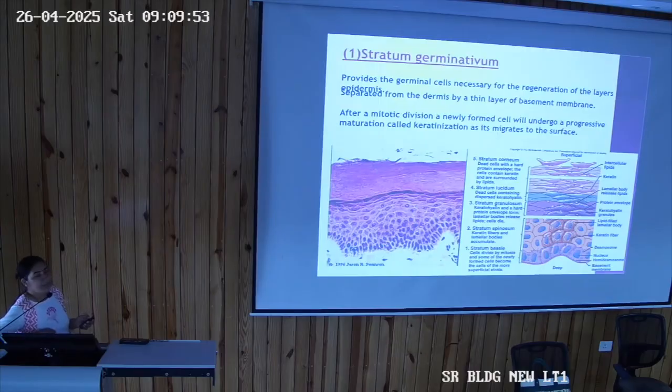So starting with the stratum germinativum, as the name suggests, anywhere the germinal epithelium is there, that means it is.